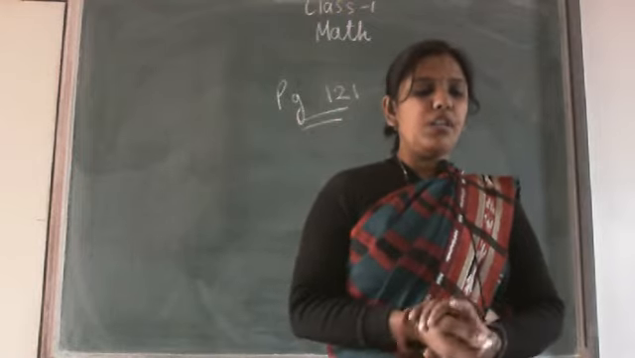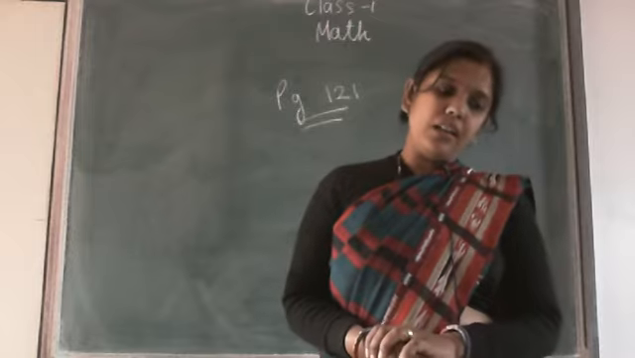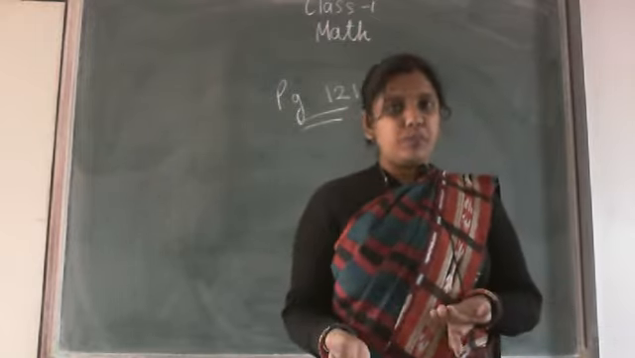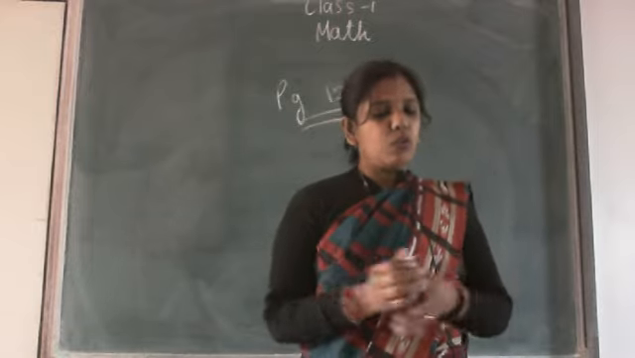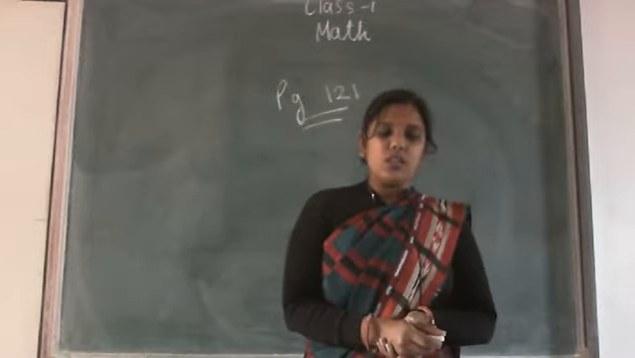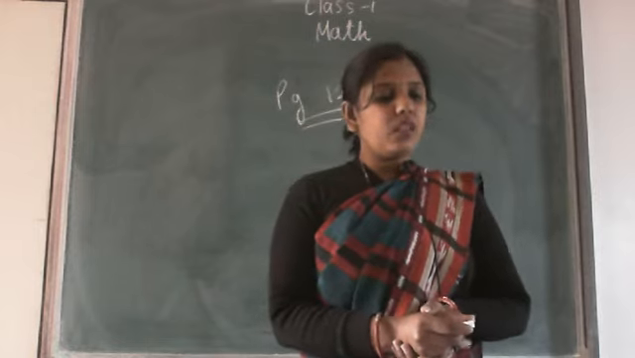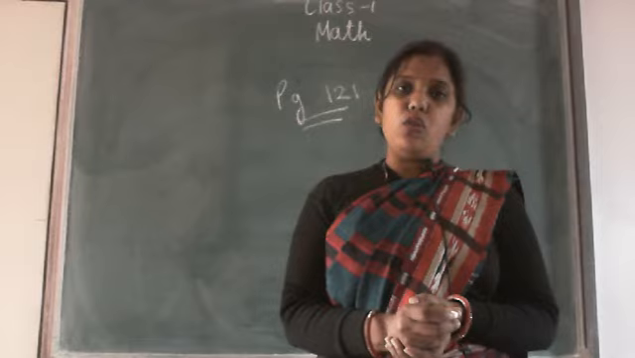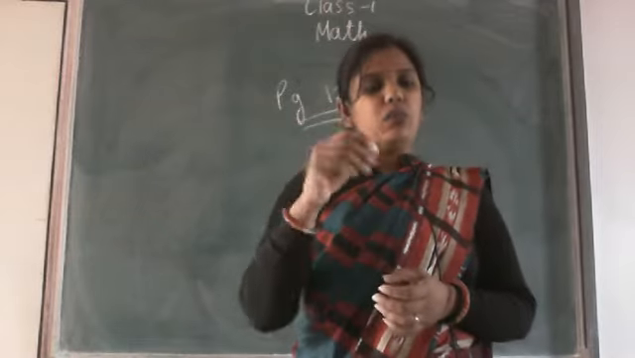Very simple. Only you have to complete the pattern. Either it is a number pattern or picture pattern. So only you have to color it. So last question, see the first question. Complete the following pattern by drawing the last 2 shapes. First you have to draw the shapes, and after that you have to color it.